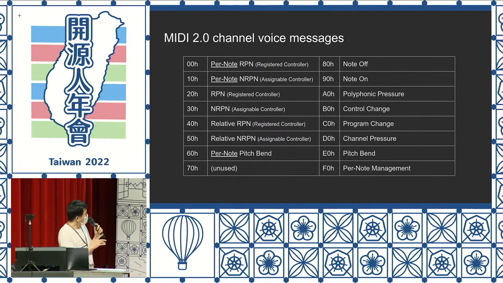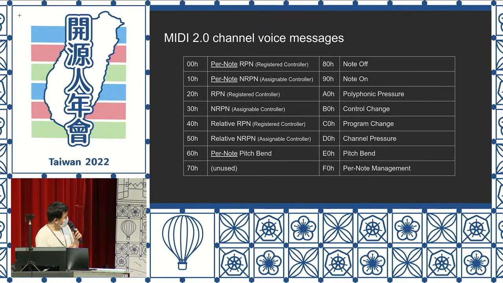And in this chart, if you are familiar with the MIDI 1 specification, you would find that it's almost the same as the MIDI 1 specification. Like 90h is for note on, 80h is for note off, and E0h for pitch bend. And they are the same as MIDI 1, except for F0, which is very new. But the right side is the most interesting part.